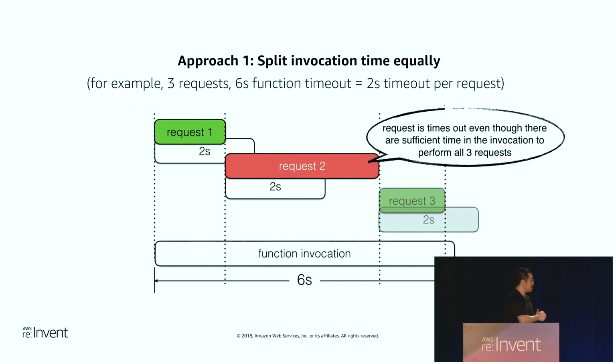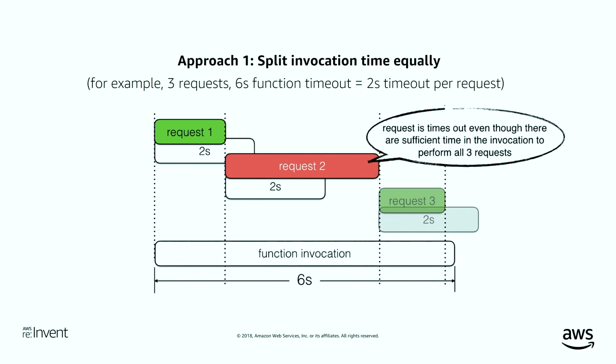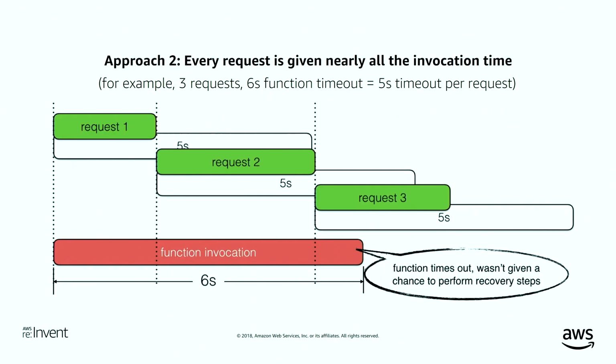One is such that I've got a function with a 6-second timeout, and I'm making 3 different API calls. So I'm going to divide my 6 seconds equally so that every request gets 2 seconds. And in this case, I can see that overall, we got enough time to make all 3 requests, but because one of the requests took longer than 2 seconds, it gets timed out. So we're not giving our request the best chance to succeed here.